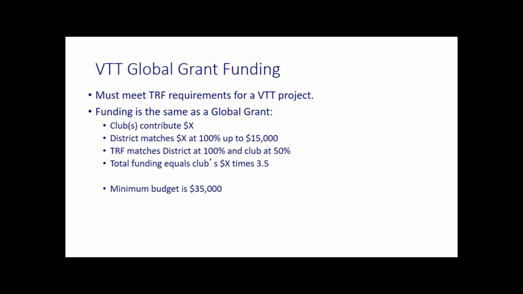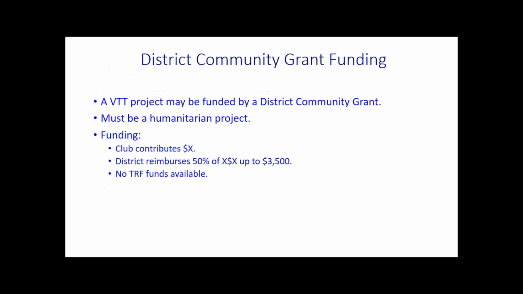Must meet the requirements for a vocational training team project, and as I mentioned, the funding, I'm not going to go over this in detail, but it ends up the same as a global grant. So the minimum budget is $35,000. The club can contribute 15, match 15, and then 1.5 times more, so it ends up being 3.5 times, right? Just like the last slide. Any questions on that? I mean, the last time we heard this one. Okay, moving on.